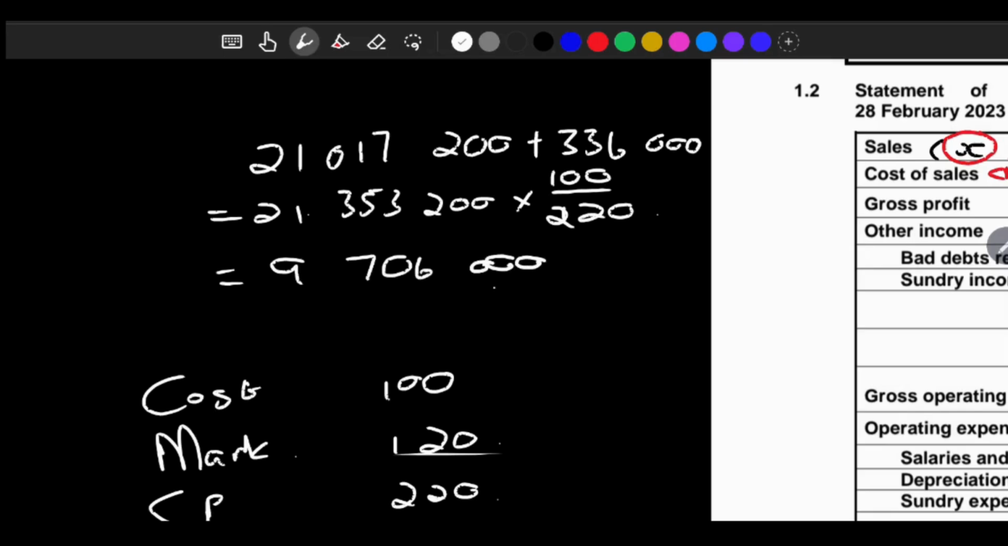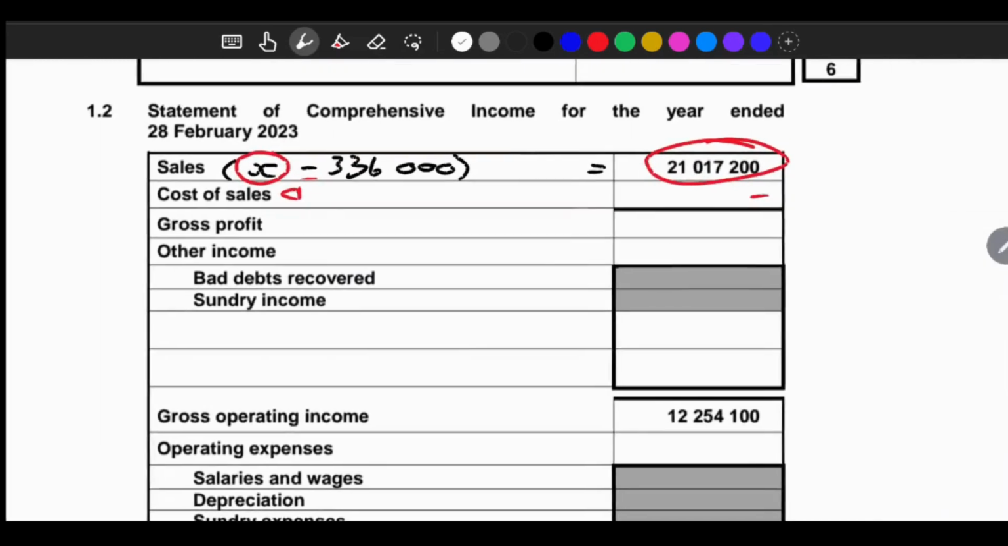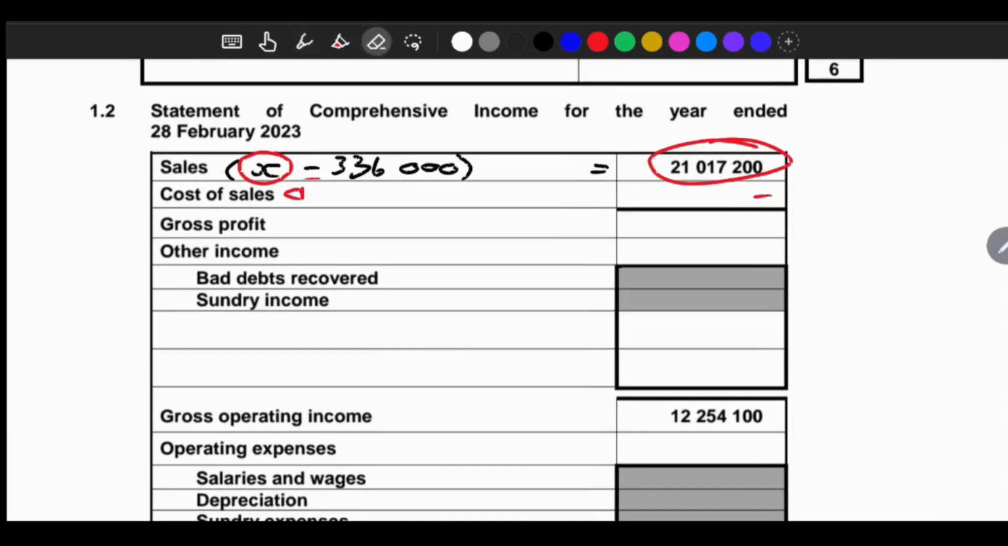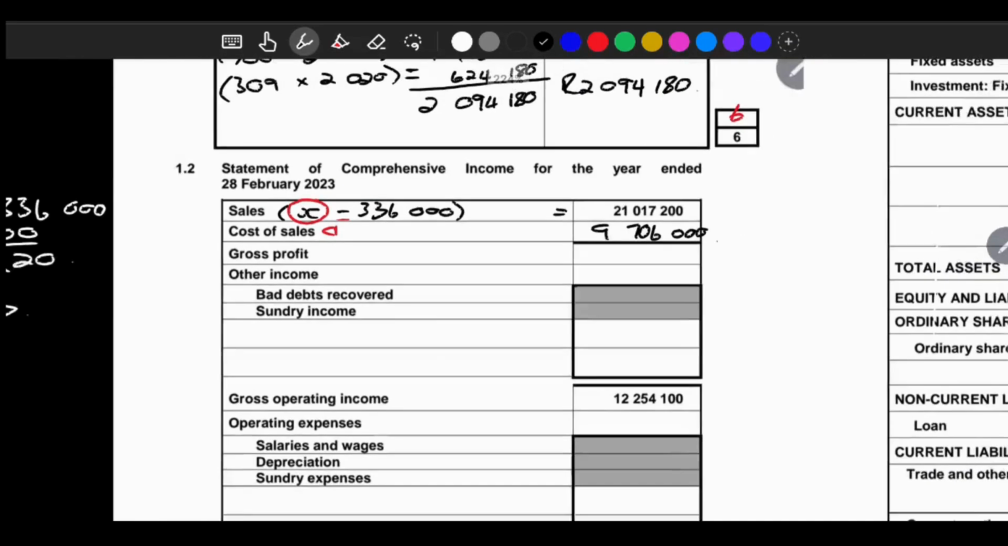And that will then give us 9,706,000, right? And that will go as your cost of sales. 9,706,000, right? And you've answered that.